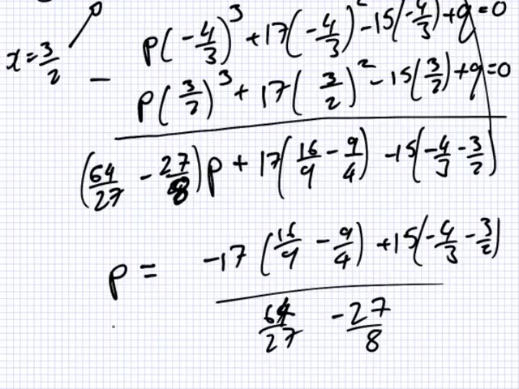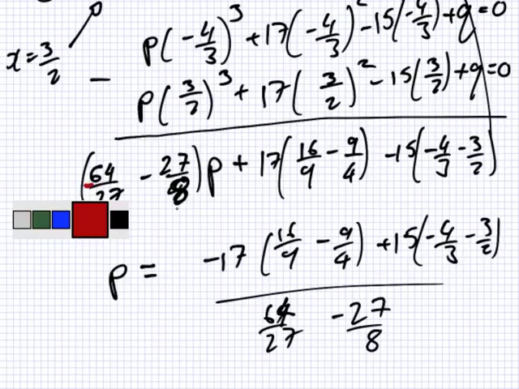64 over 27 minus 27 over 8, 16 over 9, 9 over 4, 4 over 3, 3 over 2, plus 15, minus 4 over 3, minus 3 over 2, that's a minus as well. I spot my mistake. That minus 4 over 3 cubed is a minus. So that means here, that's a minus.